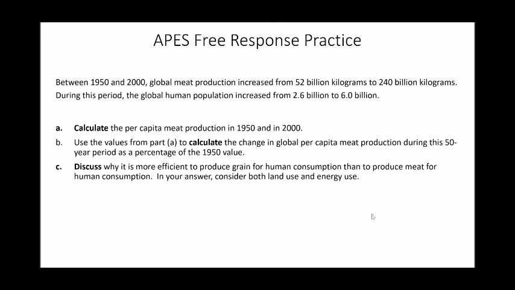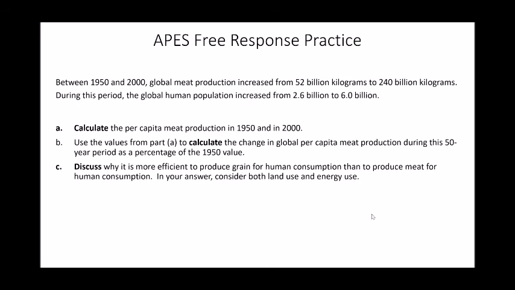Use the values from part A to calculate the change in global per capita meat production during this 50-year period as a percentage of the 1950 value, and then discuss why it is more efficient to produce grain for human consumption than to produce meat for human consumption. In your answer, they want you to consider both land use and energy use.